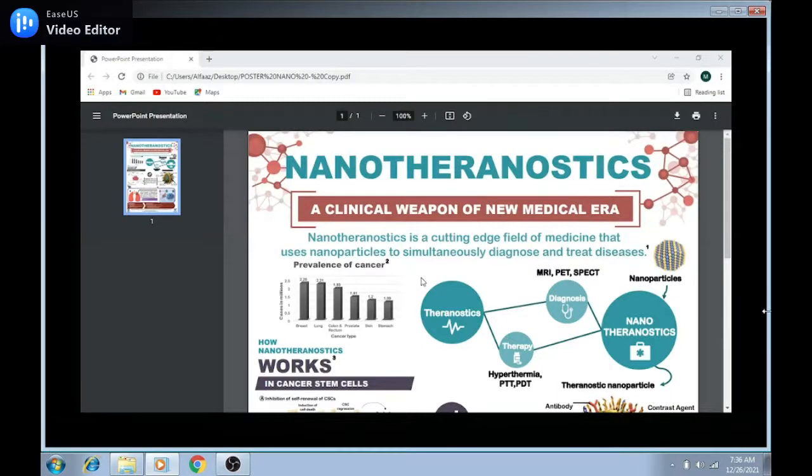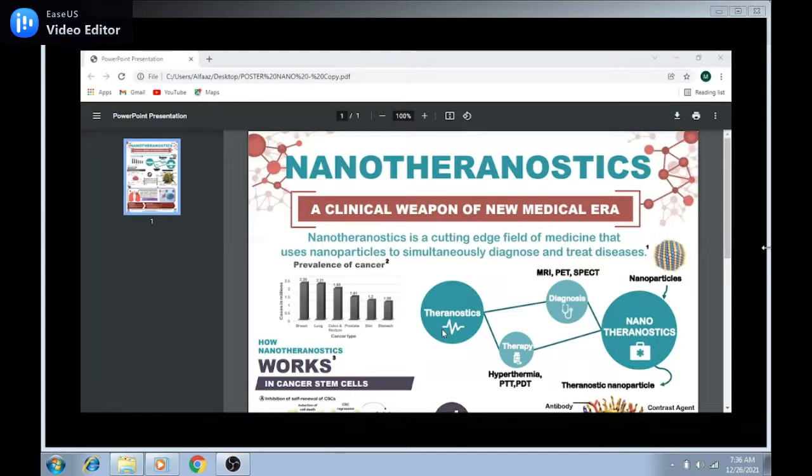And I'm going to present the topic Nano-Theranostics, a clinical weapon of the new medical era. Many people get a wrong diagnosis and poor prognosis, or in the worst cases, no diagnosis at all. To overcome this issue, there is a new technique, theranostics, which can perform the combined function of diagnosis and therapy. The idea behind theranostics is to combine drugs and techniques to treat and diagnose various medical conditions and monitor the response of patients.